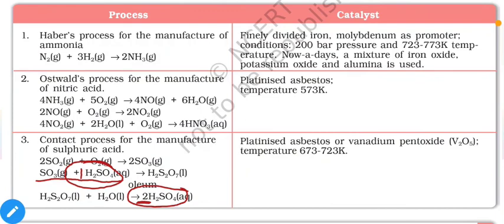So the catalyst is platinized asbestos or vanadium pentoxide, temperature requirement 673 to 723 K. From the next lecture we will discuss colloidal solutions or colloids.